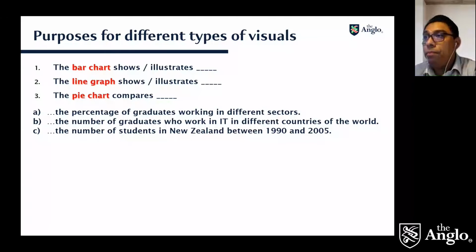1C. So 1B. Okay. So the first one is B. It says the number of graduates who work in IT in different countries of the world. So that part, different countries in the world, is like making this comparison between something that is similar. All of them talk about number of graduates, but in different countries of the world. So this comparison between trends, okay?